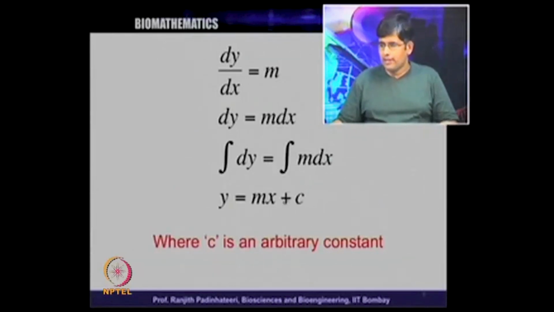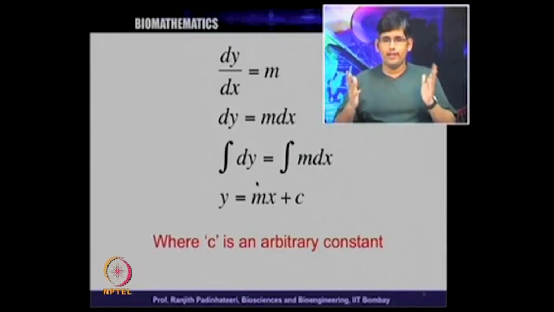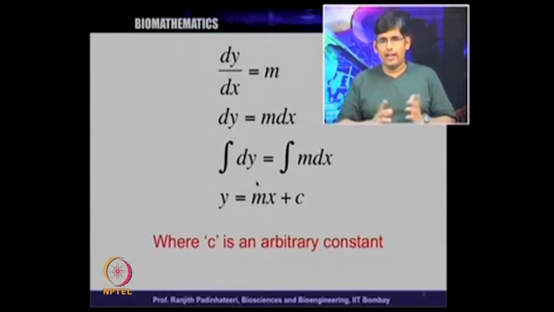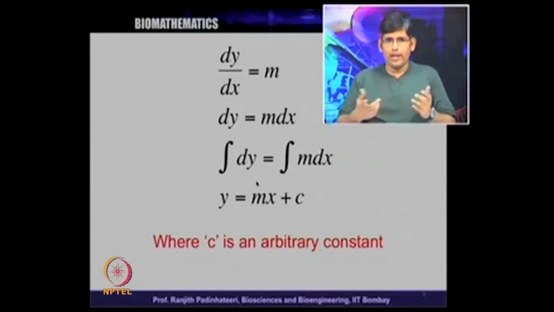This can be anything, and this decides what the value of y is. This is an arbitrary constant as far as the integration is concerned. So, this is what we said was the solution of dy by dx equal to m. Keeping what we did in the previous lectures in mind, we can try and understand our polymerization problem.